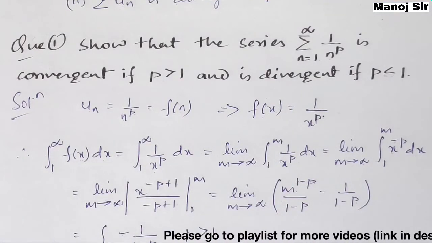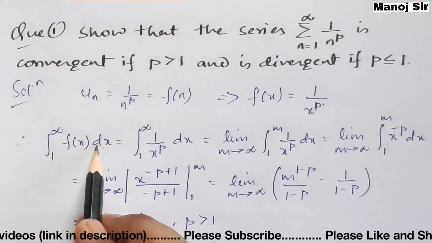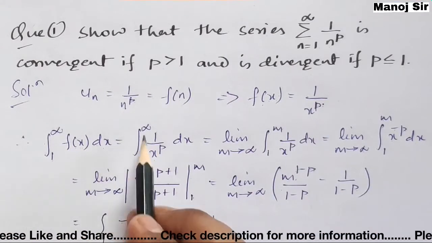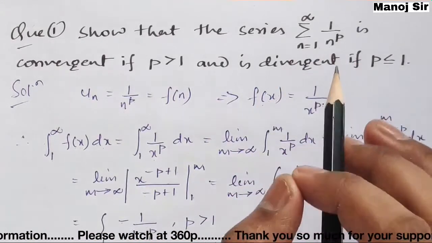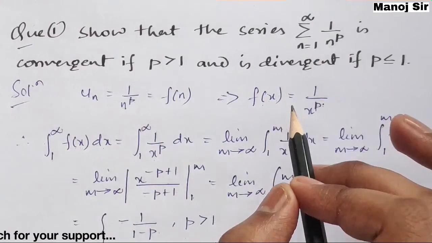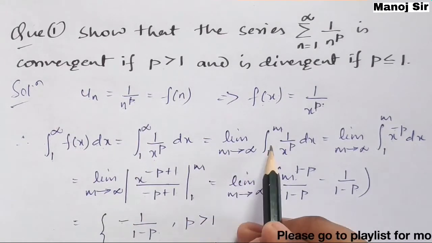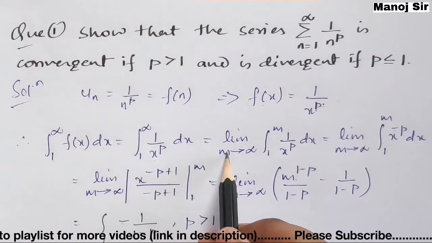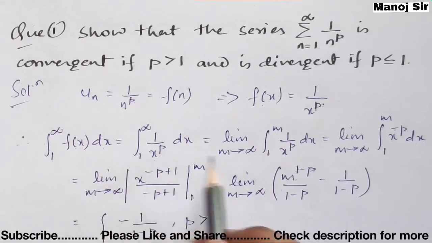Now simply find this integration part, that is integration 1 to infinity f of x dx. Now f of x is 1 upon x to the power p. Simply write here, integration 1 to infinity 1 upon x to the power p dx. Now in the Cauchy integral test, we need to take the help of a limit while solving this integration, because of this infinity. So this is going to be limit m tends to infinity integration 1 to m. Here we have replaced infinity by m, so limit m tends to infinity integration 1 to m 1 upon x to the power p dx.